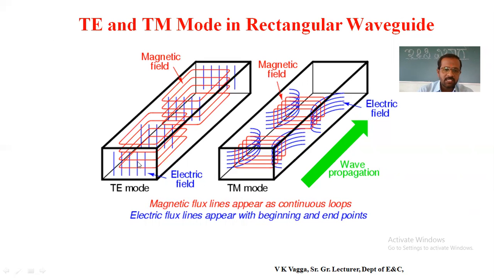If you take this as the length of the waveguide, the electric field is going to be perpendicular to the length of the waveguide. Observe that all the blue color lines are perpendicular, indicating the electric field. And the magnetic field forms a loop inside, and it is along the direction of the propagation.